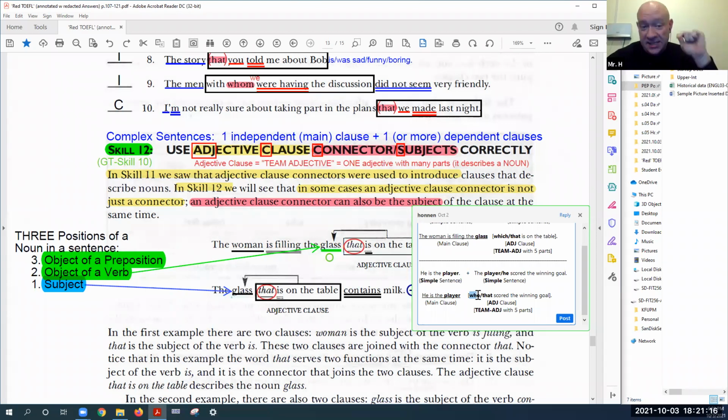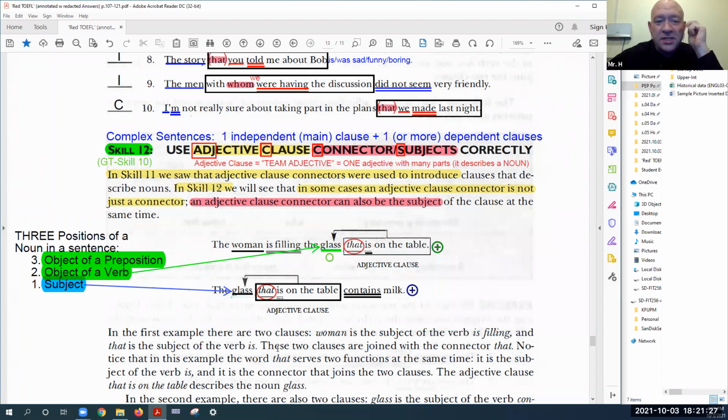So that is skill 11. This one is skill 12. The connector is the subject. Do you understand? Let's try another example here. Look at the second example. Ibrahim, can you read this second example?